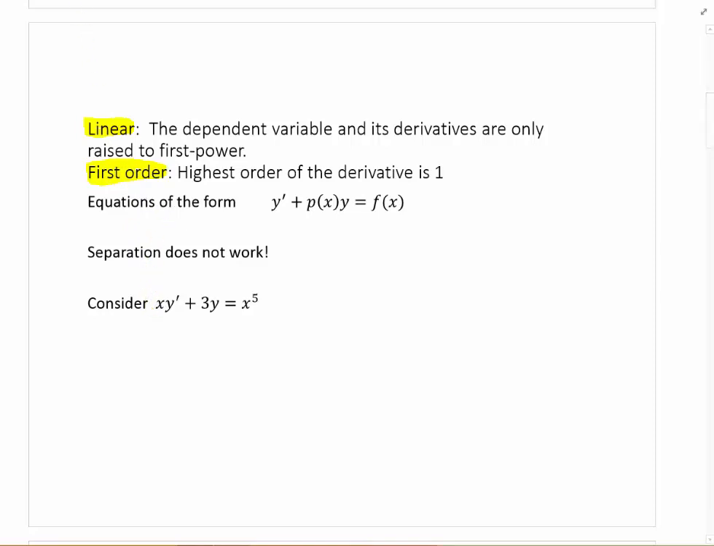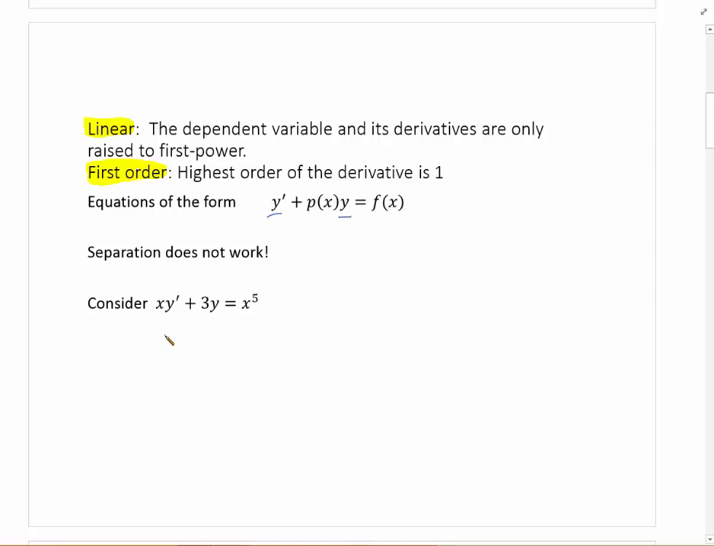So the general form for a first-order linear equation is y prime, the first derivative of y, plus some p of x, some function of x, times y is some other f of x. So again, the dependent variable is y, and there's its derivative, and those are only raised to the first power. And the highest order of the derivative is 1. We only see the first derivative. We don't see any second derivatives or higher derivatives. If we do, we have to do something else. Now, it turns out for equations of this form, the separation idea that we've already learned generally doesn't work.